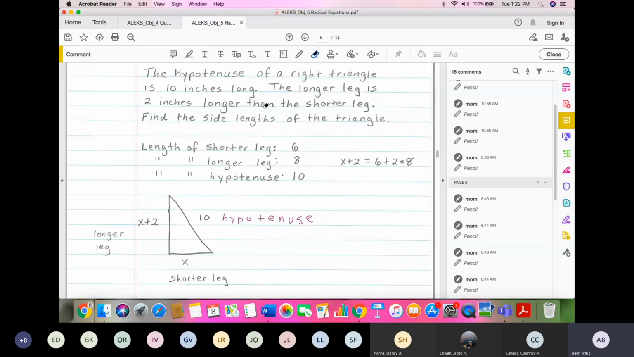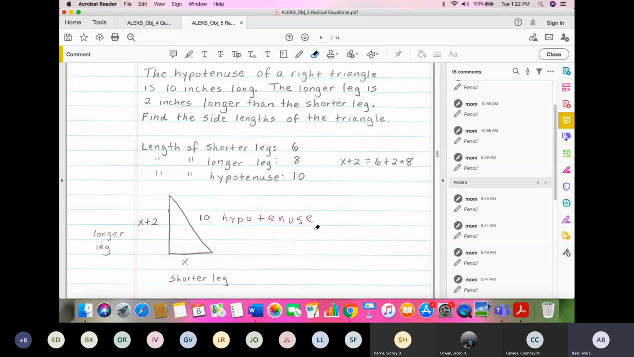So we're told that the hypotenuse of a right triangle is 10 inches long. So I put 10 over here and labeled it the hypotenuse. I haven't learned to make great S's with the markup tools yet, so I'm working on it. So the longer leg is 2 inches longer than the shorter leg. Find the side lengths of the triangle. I really don't know anything about the shorter leg, so that's what I'm going to call x, the shorter leg.